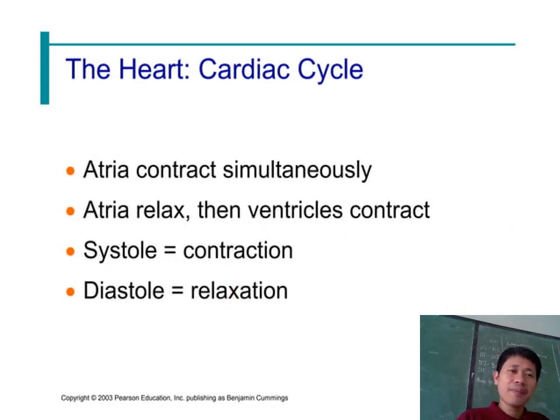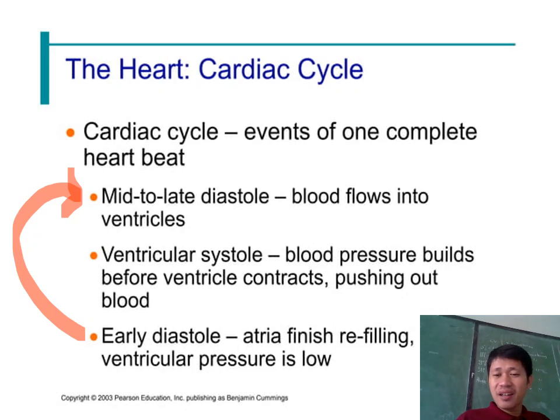Right? Again, another explanation of the cardiac cycle, the whole lub dub. The events of one complete heartbeat: mid to late diastole, blood flows into the ventricles. I already explained this, the three phases. Then the ventricular systole, then the early diastole, and then it goes back to mid to late diastole again, refilling the ventricles with the blood coming from the atria. So it's like a cycle. It will always repeat itself. That's why the beating is never ending, unless it's asystole. Asystole means a flat line on the ECG. The person is dead. The heart is not beating anymore.